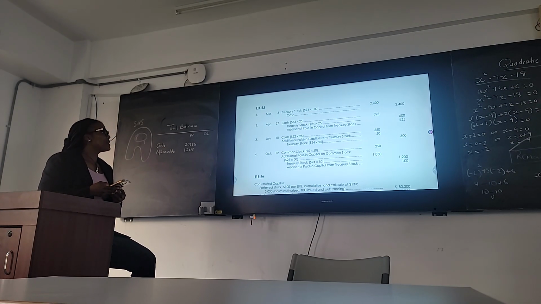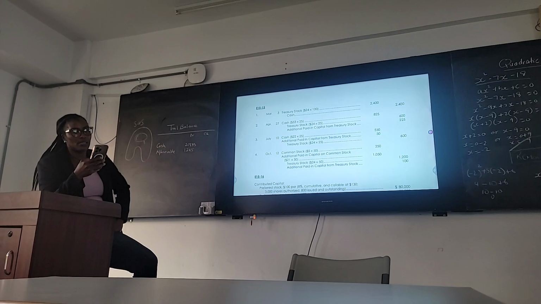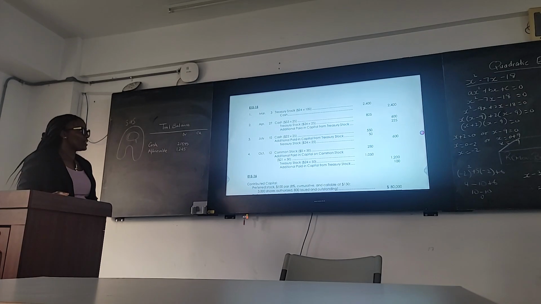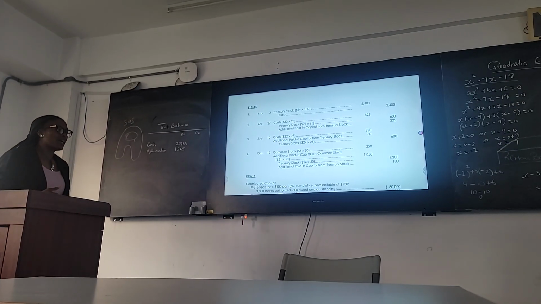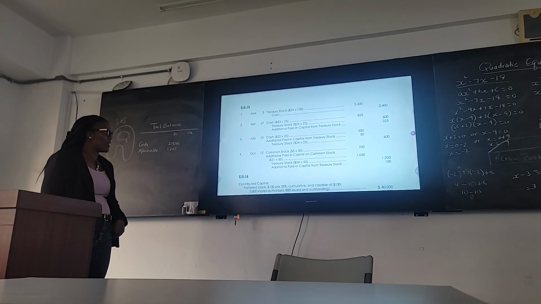On April 27th, it sold 25 shares of the common stock acquired on March 3rd for $33 per share. So of those 100 shares that were reclaimed, it is now selling 25 at $33. So what will it receive in cash? 33 times 25, which is 825.